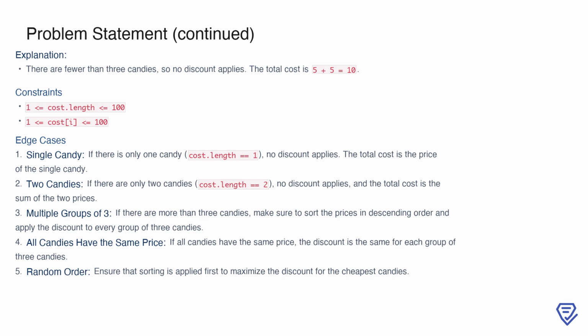Additionally, we must consider key constraints and edge cases. For example, if there's only 1 candy, the total cost is its price. If there are 2 candies, no discount applies. When there are multiple groups of 3, sorting the prices in descending order ensures we maximize the discount. Finally, if all candies have the same price, the discount is consistent for each group of 3. These considerations will help us accurately calculate the minimum cost in all scenarios.